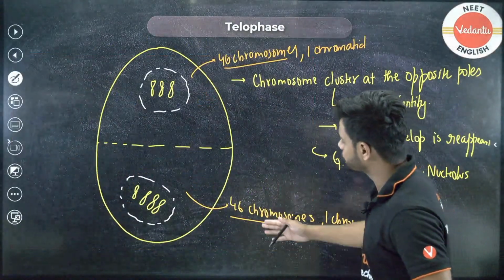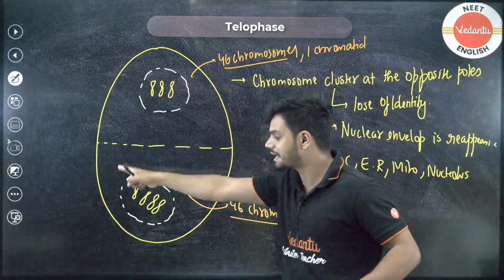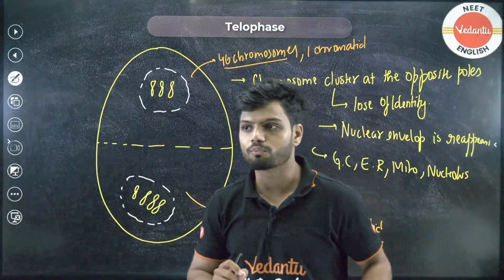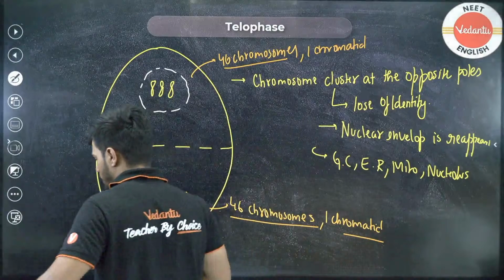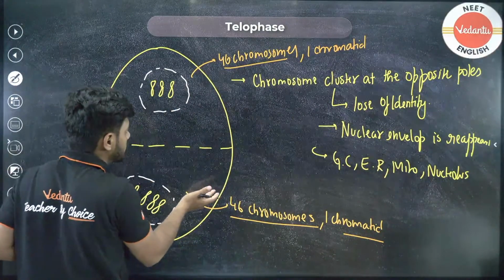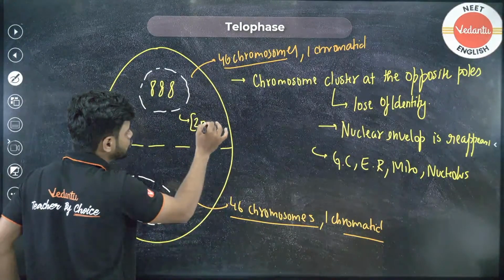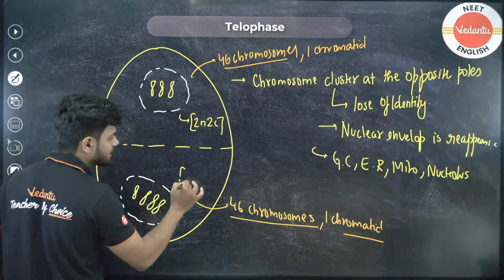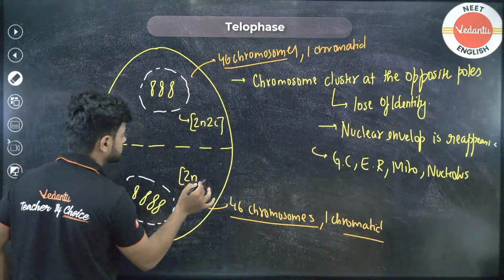In telophase, if you look at the entire cell, what is the number of chromosomes? Tell me, the entire cell. We have again 92 chromosomes, that's going to be 4N. But can I tell this part right here is just 2N 2C? This part right here is also 2N 2C.